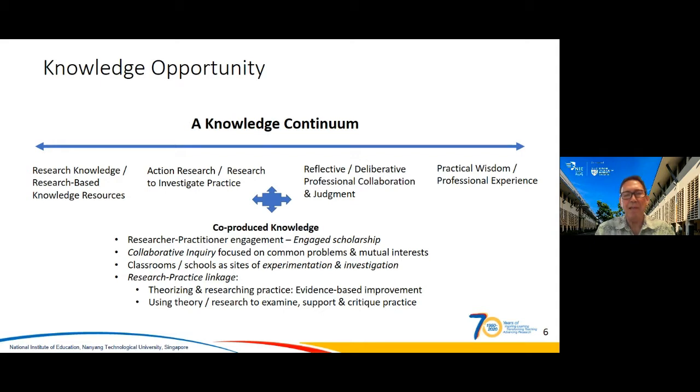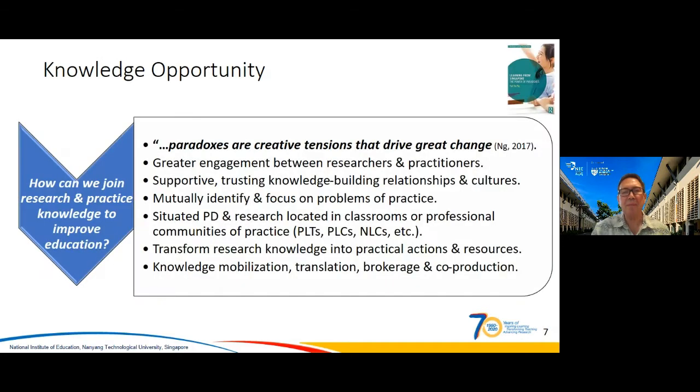And it's about making classrooms and schools as sites of both experimentation and investigation, and really thinking hard about how we can bridge that research-practice gap to really link up these different forms of knowledge, to bring different perspectives to bear on different kinds of problems that we're looking at together. Just as a quick recap, our own Ung Pakti has written about the power of paradoxes. So focusing on these problems and paradoxes of practice are the creative tensions that can really drive change. And so really moving forward, how do we join research and practice knowledge to improve education?